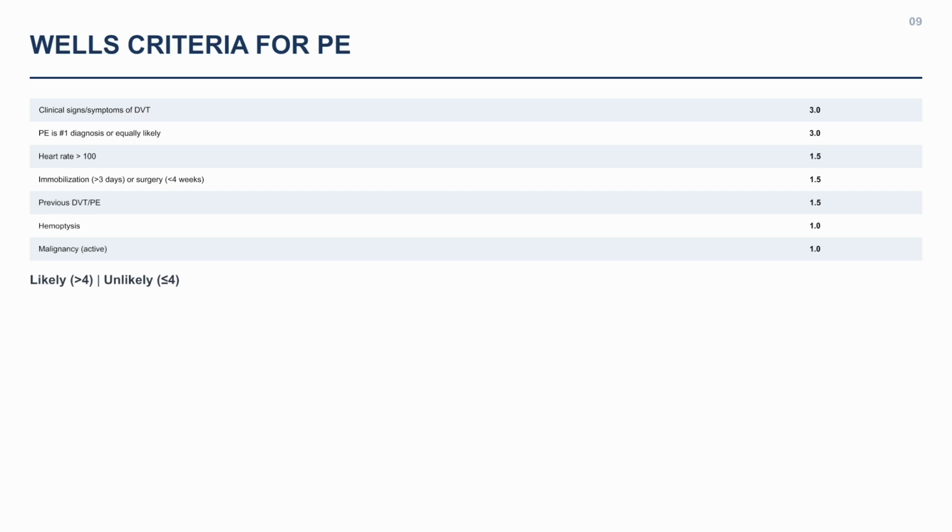A total score greater than 4 is considered PE likely. 4 or less is PE unlikely. Memorize these cutoffs. They are the gateway to everything else.